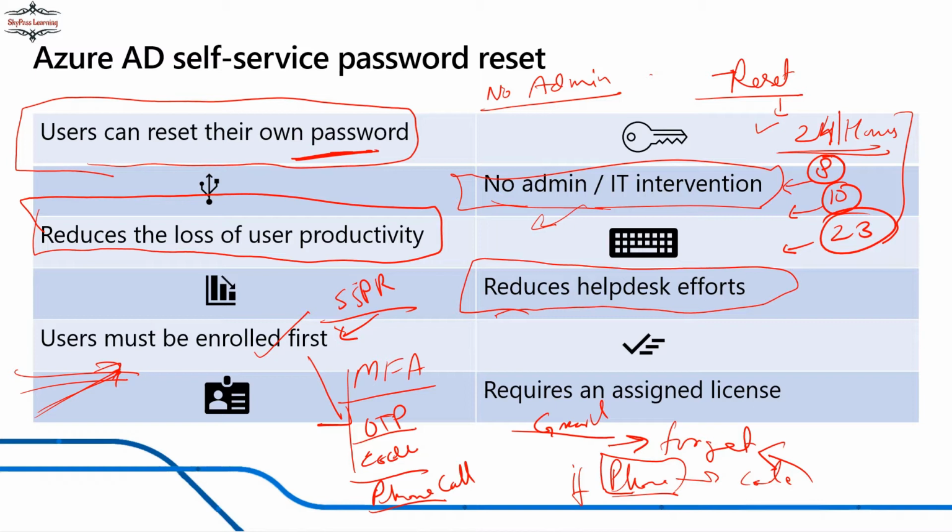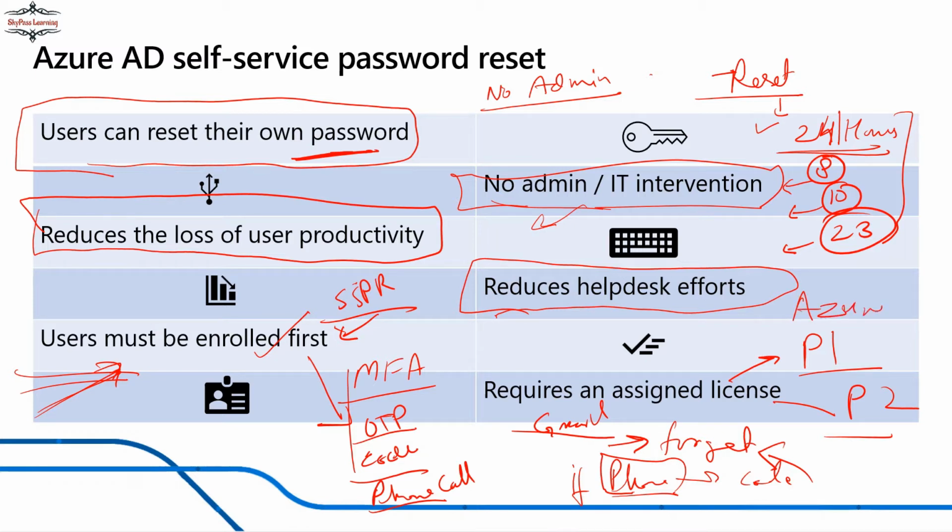The basic requirement, or we can say the pre-requirement, is the required licensing. So what exactly is the license requirement? We require either a P1 or a P2 license for Azure AD. This is a prerequisite. For the free licensing, you cannot enroll for self-service password reset. SSPR is a premium service. You have to purchase a P1 or a P2 license for Azure AD.